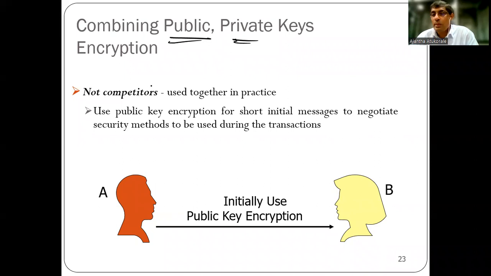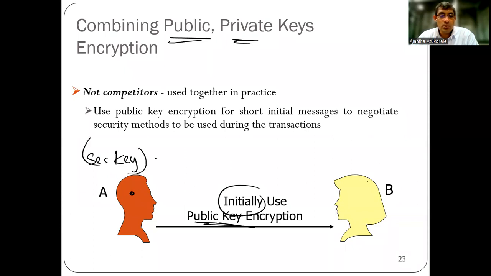So these two methods are not competing with each other, right? Let's see how to do this. Initially, you have to use public key encryption. This is B now, this is A. I will say you have a secret key, right? Key means secret key. This is what you have.